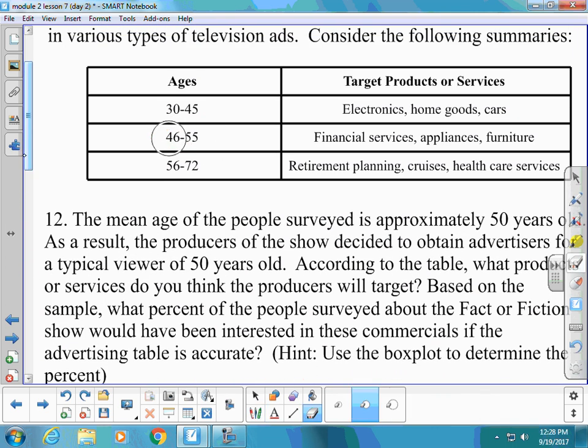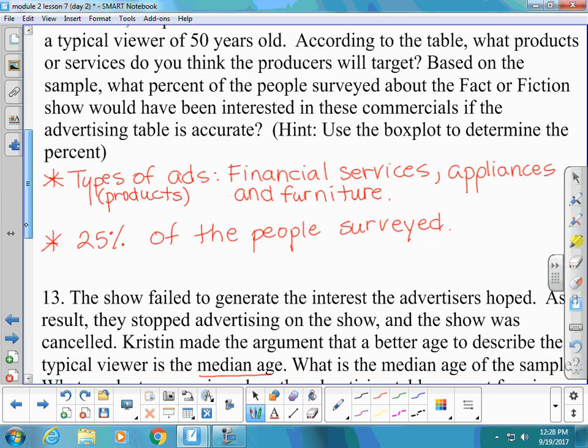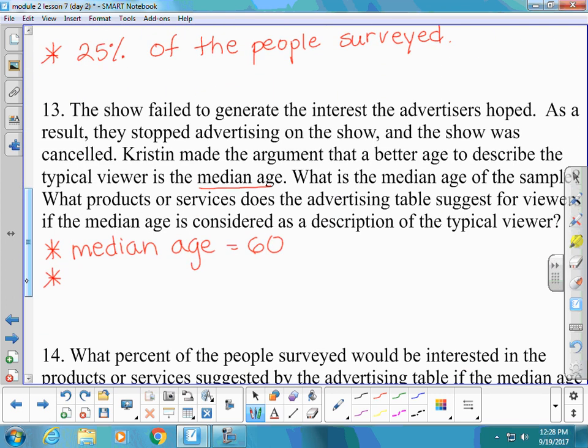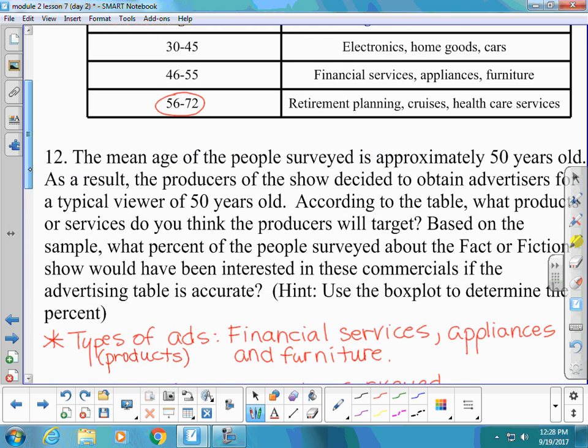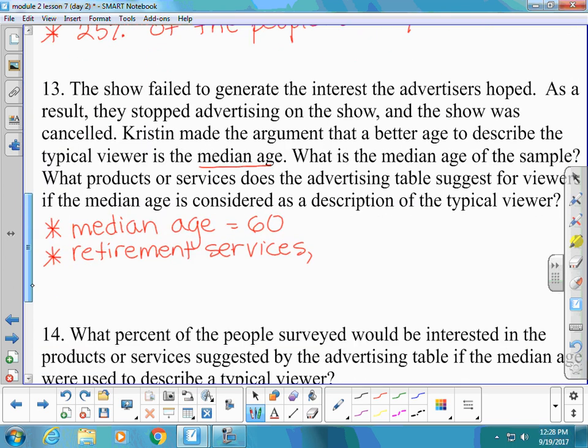So if we go back up to the table, 60 actually falls in here. And that's retirement planning, cruises, healthcare services. Okay, so the next question, the stuff that they should have been advertising about, possibly, is retirement services, healthcare, I think, let's see, cruises and healthcare services.